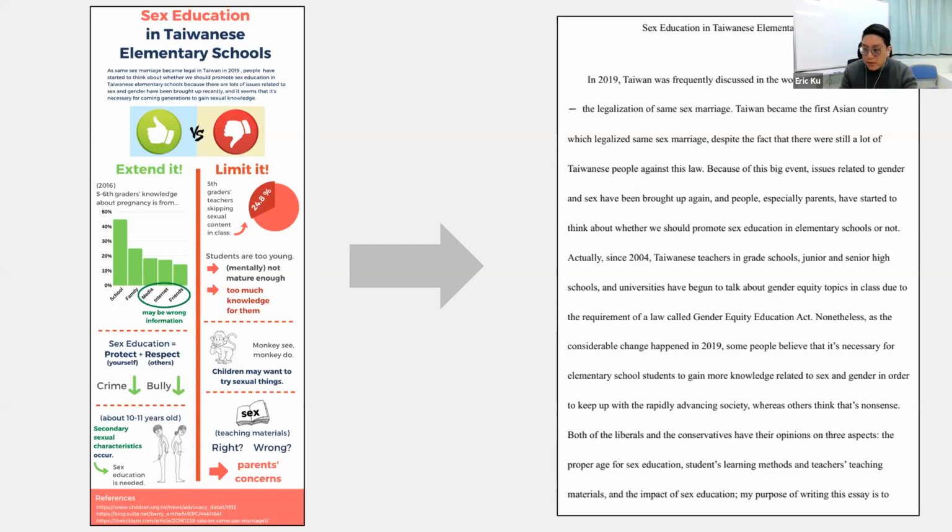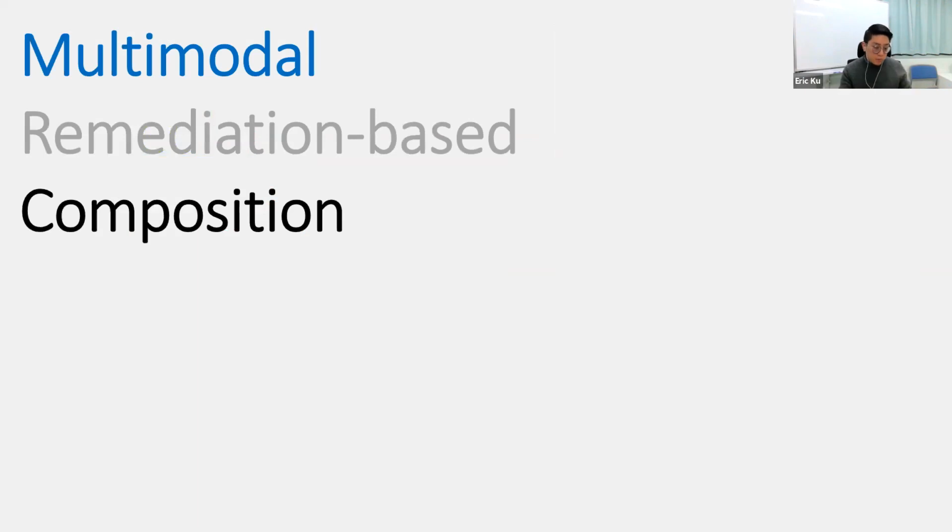What we would recognize as a traditional academic paper. Okay. So this process included 4 different assignments and 2 different topics, and this is what I'm calling multimodal remediation-based composition. So if we're trying to use academic jargon to fit this into some of the literature, I think this is what I'm calling it.